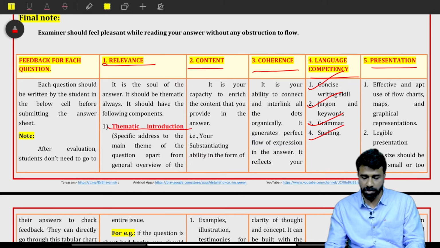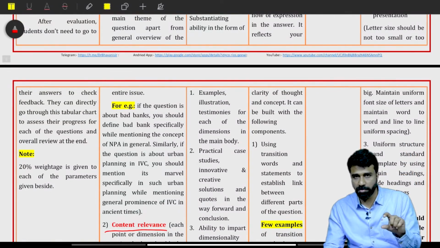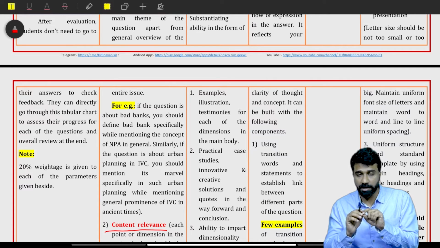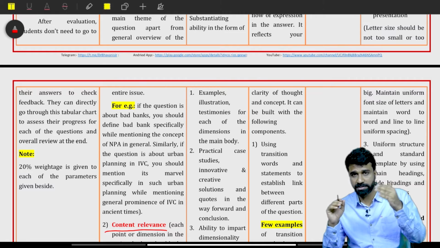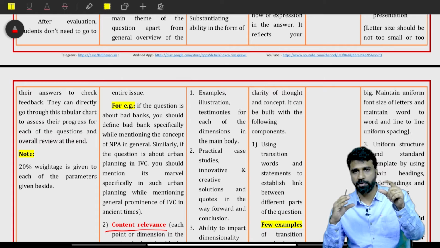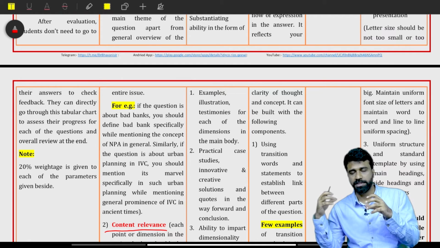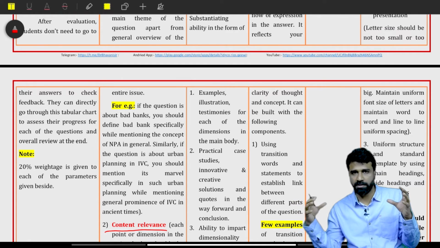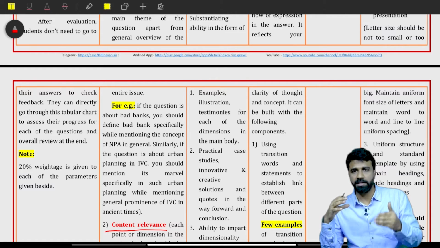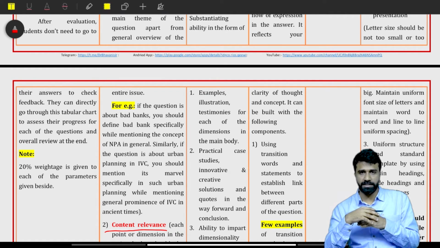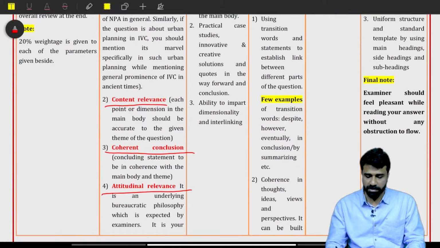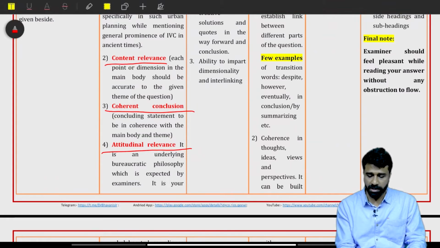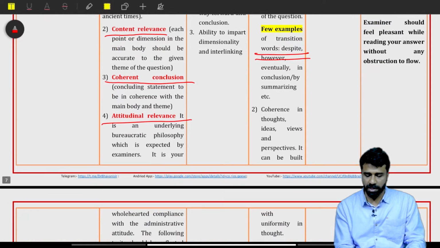In the coherence part, you need to build the ability to connect and interlink various dimensions of the question, and also different parts of the question, that is, from the main question to the introduction, the main body and different parts of the body, and also the conclusion. You should develop this kind of coherent, organically interlinked answer. This kind of answer writing skill can only be developed by following the steps that I have given you, like using transition words first, and coherence in thoughts.